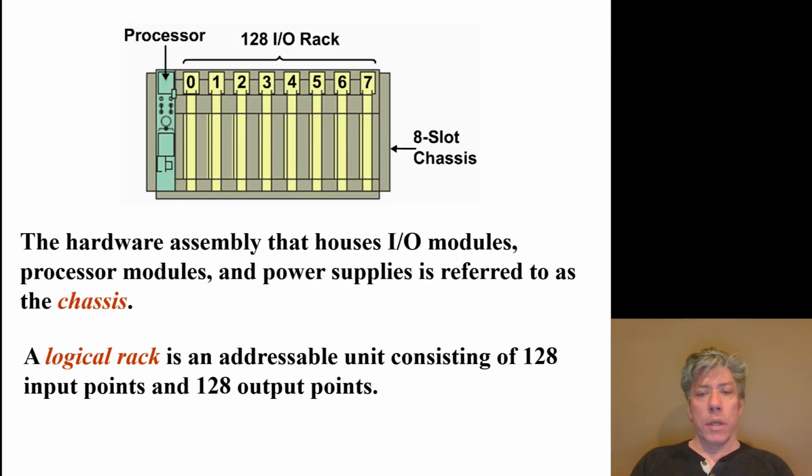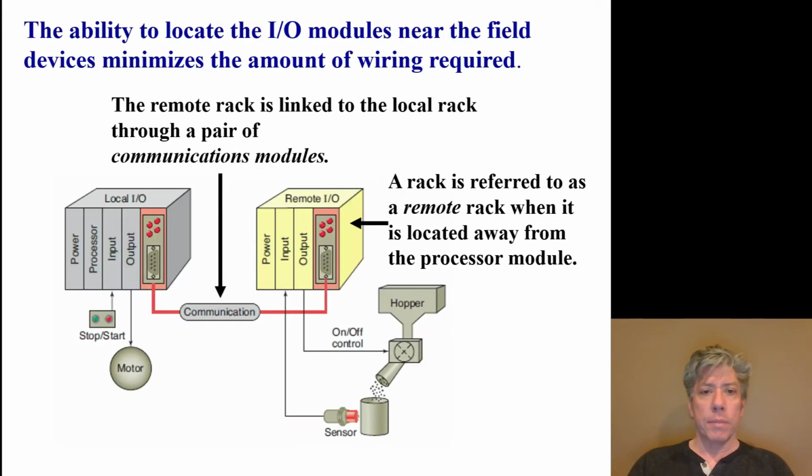What's shown here is an 8-slot chassis. The chassis is the thing that houses the I/O modules, that accepts them, that it can be plugged into. And the logical rack is really just an addressable unit of 128 input points and 128 output points.